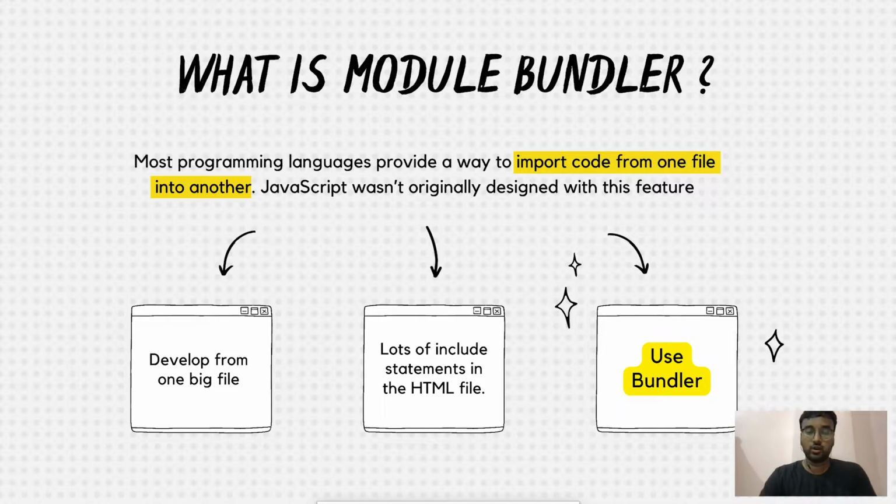So what is a module bundler basically? Most programming languages that we have, let's say C and C++, have a way to import code from one file to another. But JavaScript wasn't originally designed with this feature. So initially, we had a very big file for whatever code we used to write in JavaScript. Or, as soon as imports were introduced, we had a lot of include statements in the HTML file itself. These issues gave rise to the necessity for something called a bundler.